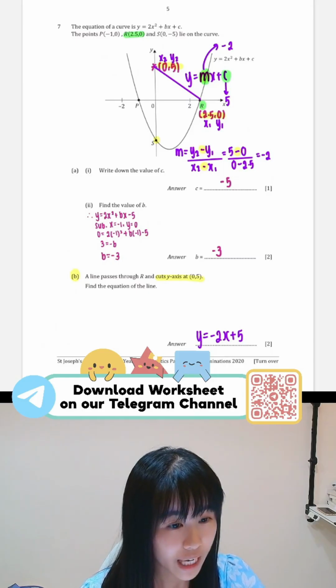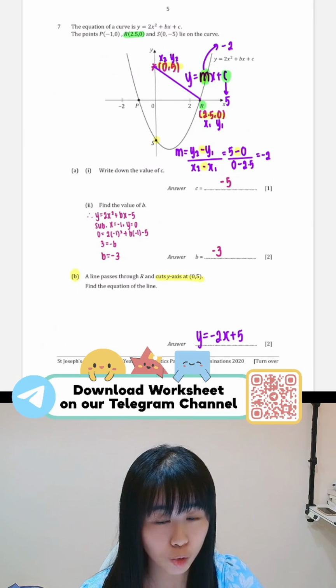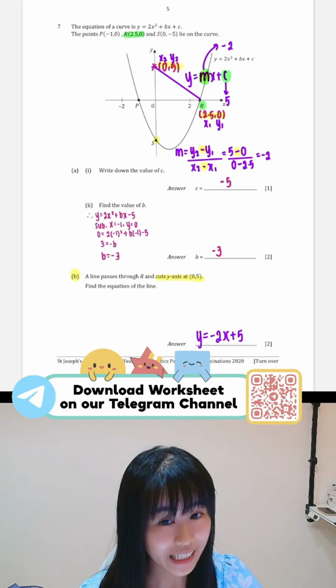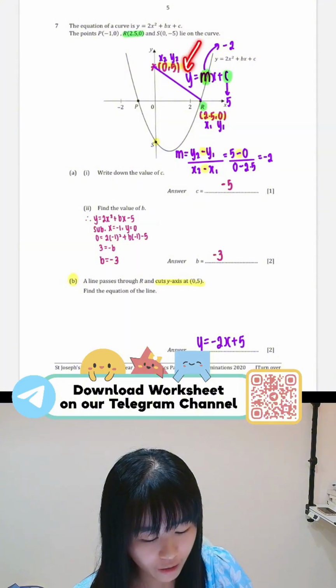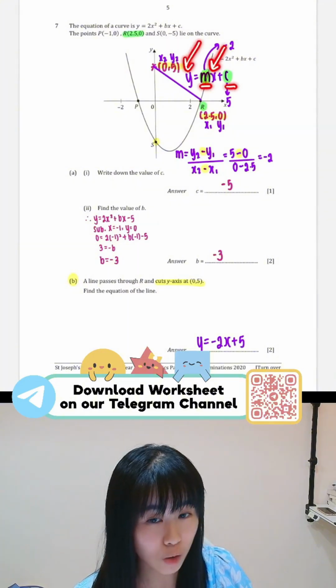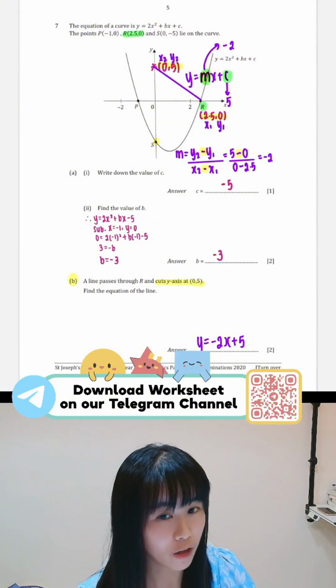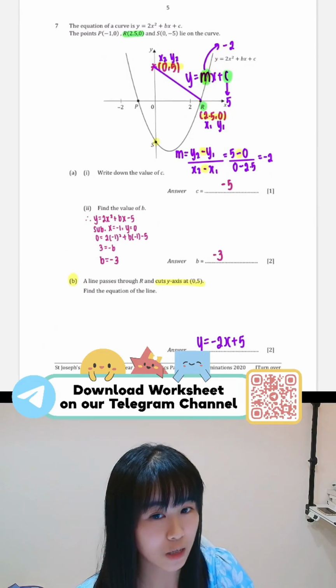You can just sub 0, 5 into the equation. You want to sub 0, 5 into the equation to find what thing? Because if you sub 0, 5, then you still have the M and C. So you are still left with the M and C, which you haven't found. So what is the thing that you sub other than 0, 5?